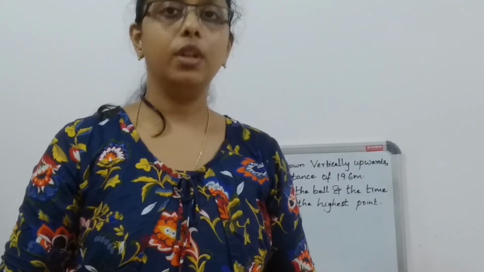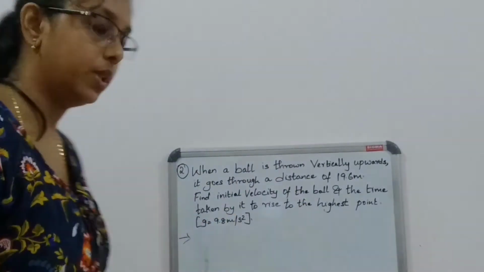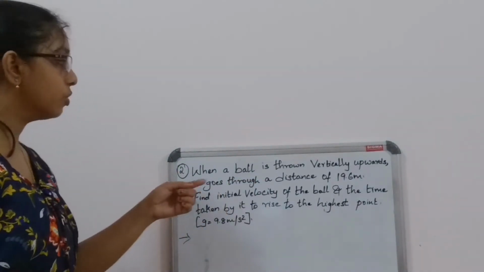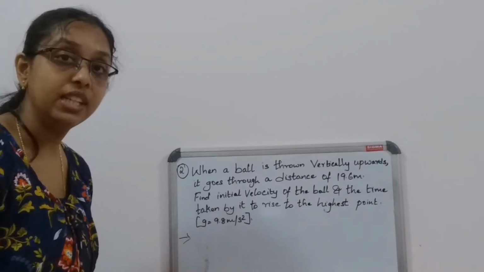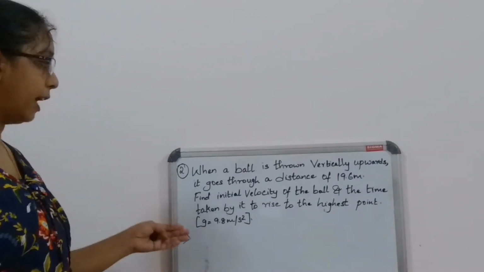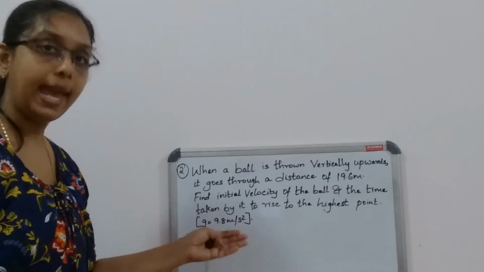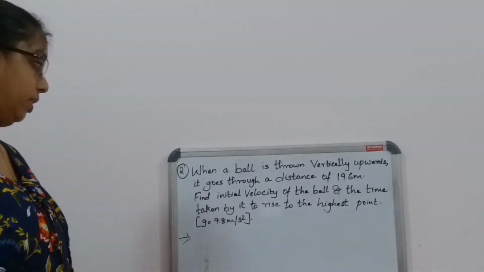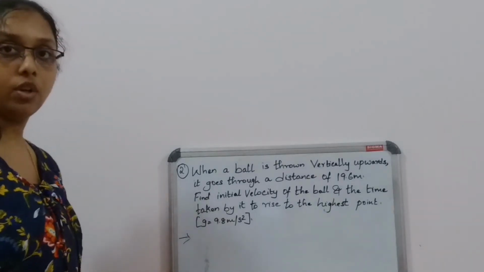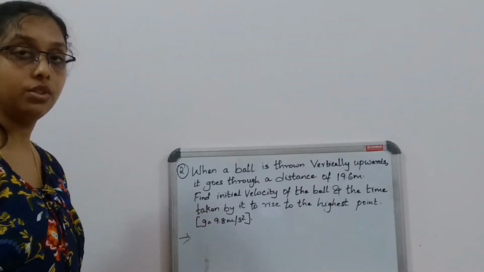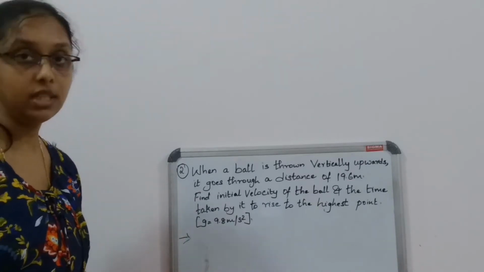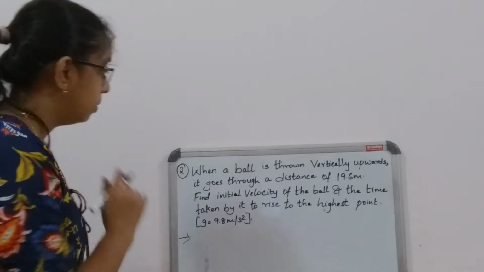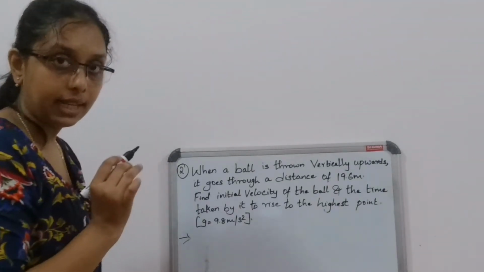Okay students, we'll go into the second question. Our second question is, when a ball is thrown vertically upward, it goes through a distance of 19.6 meter. Find the initial velocity of the ball and the time taken by it to rise to the highest point. They have also given the acceleration due to gravity g is equal to 9.8 meter per second square, which is a constant.